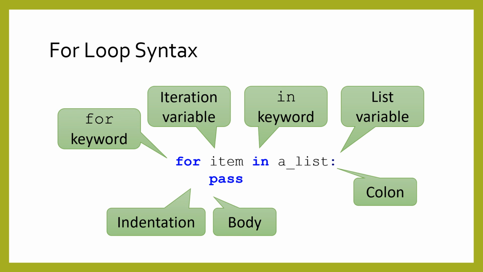Here's how we write a for loop. First, we write the word for. Then we make a new variable named the iteration variable. We'll come back to this later. Next, we write the word in. Then we put the list variable, or value, that we want to iterate over. After that, we need to put a colon. Finally, we put statements inside the body of the loop, indented with 4 spaces.